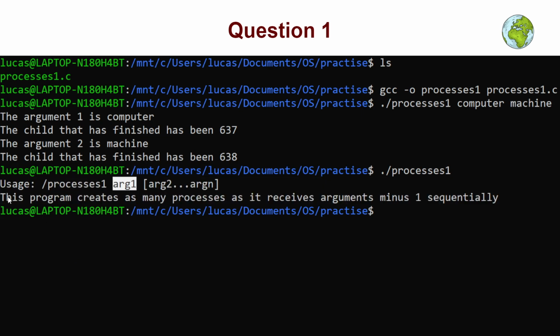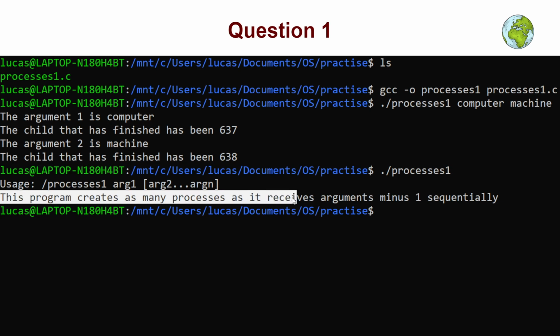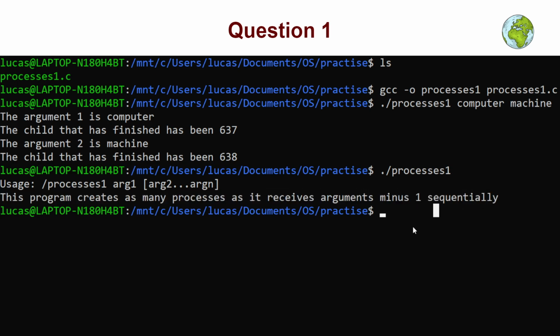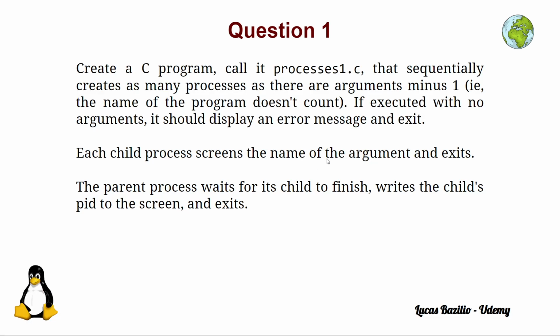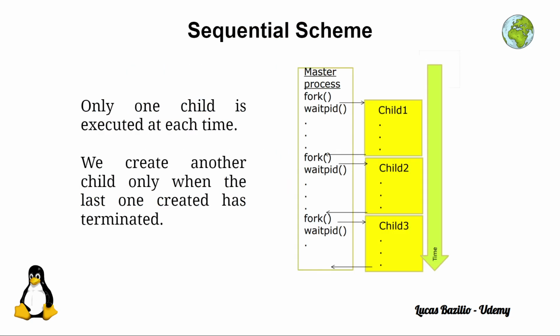We need to provide at least 1 argument; this program creates as many processes as it receives arguments minus 1 sequentially. So if the user didn't know how to run this program, now it has the information and can now introduce arguments in here, for instance, weather is good, right? And we will have here the execution of this program. Again, very important to remember, this is a sequential program. This notion of sequential scheme is very, very important.